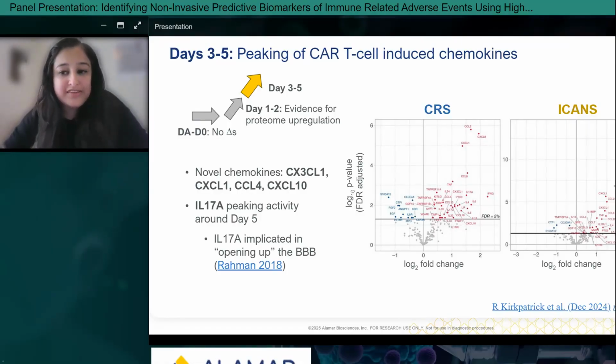IL-17 was also overexpressed. It's known to play a role in activation of T cells, but based on the literature and this paper from Rahman from 2018, it's also been implicated in a breakdown of the blood-brain barrier. And so the changes that we're seeing here are almost setting in motion the events that eventually lead up to ICANS and neurotoxicity.